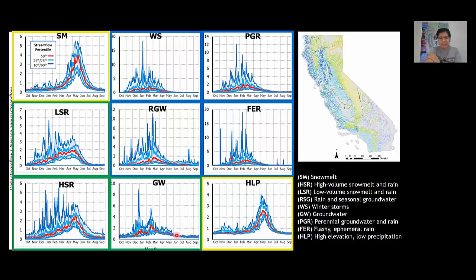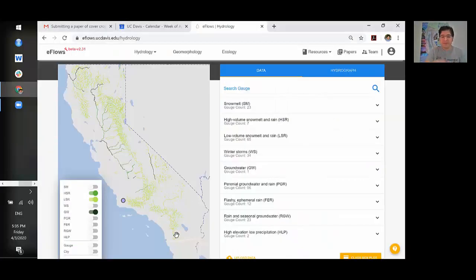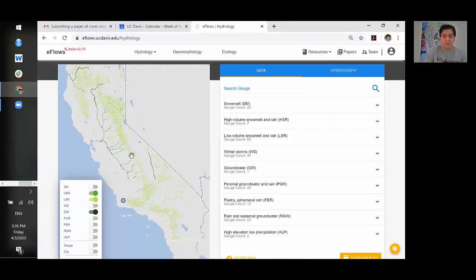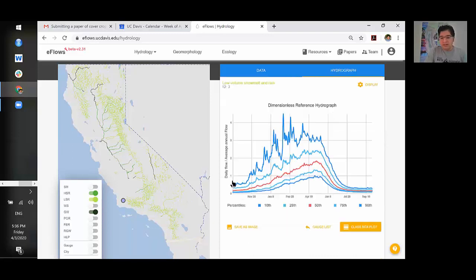This took us about 4 years to get here. But basically, you can see the different flow regimes associated with this: a rainfall regime and a quintessential rain and snow flow regime.